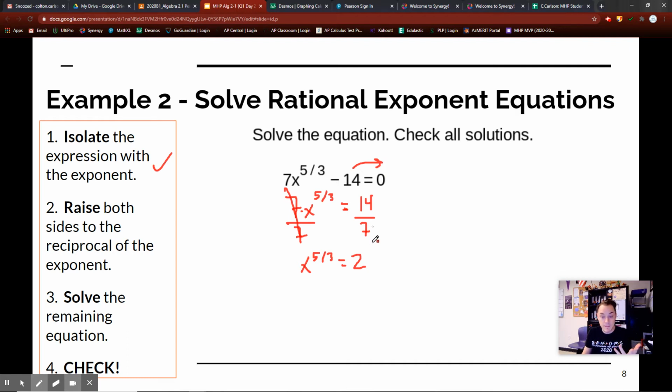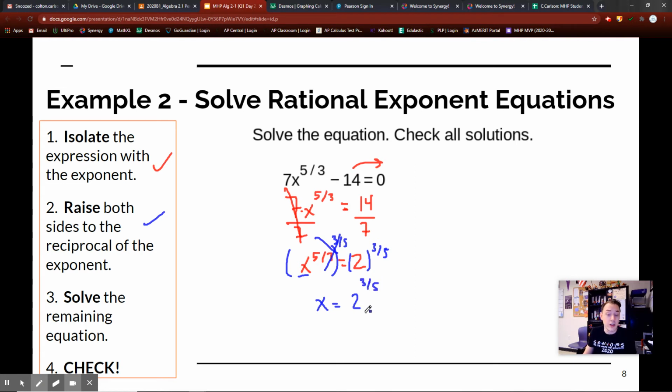So far, so good? Now what I can do, since it's isolated now, I'm going to take both sides to the reciprocal of the exponent. 5/3, the reciprocal is 3/5. So 3/5. Those go poofy, so I'm just left with x equals 2 to the 3/5 power.